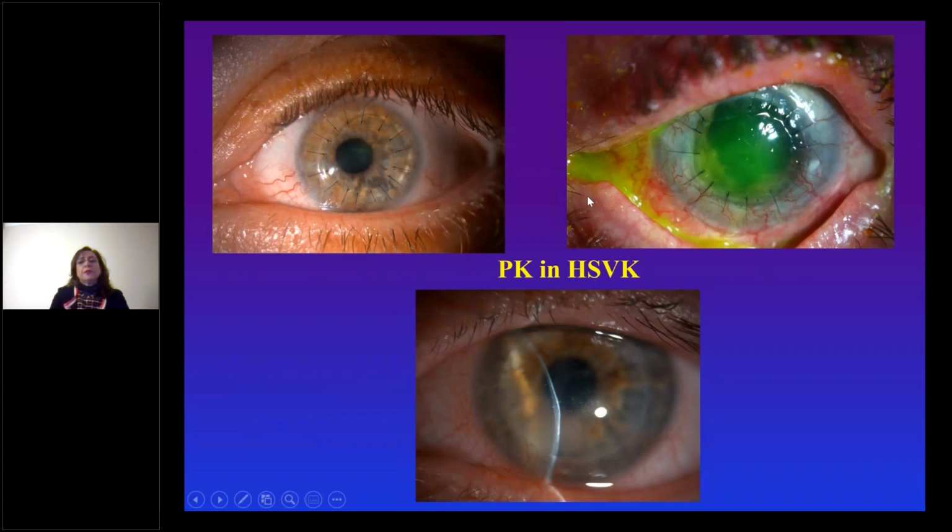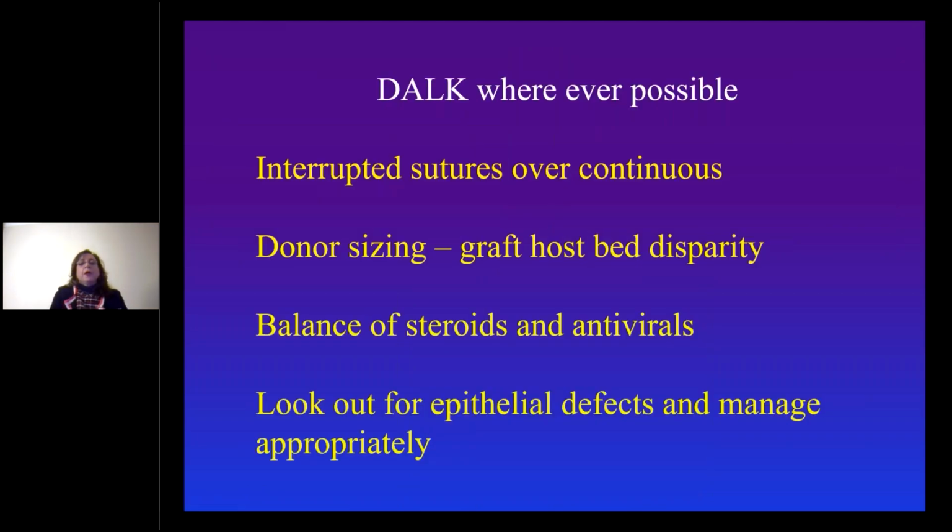And these are examples of penetrating graft, one of them with, as you can see, a lot of vascularization with a persistent epithelial defect. So these blood vessels have to be cauterized, and you have to reduce the steroids to allow the epithelium to heal. Again, this is a patient who had a herpes reactivation of stromal keratitis, and he needed to have both systemic steroids and antivirals. Whenever possible, try and do a deep anterior lamellar keratoplasty rather than a penetrating keratoplasty.